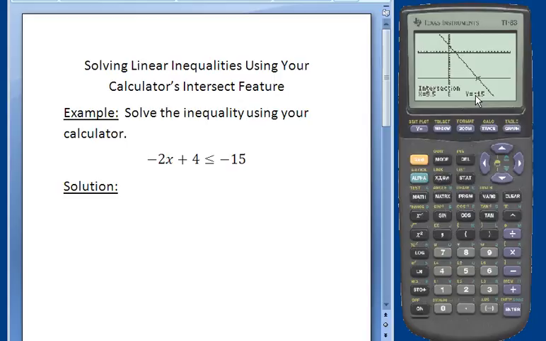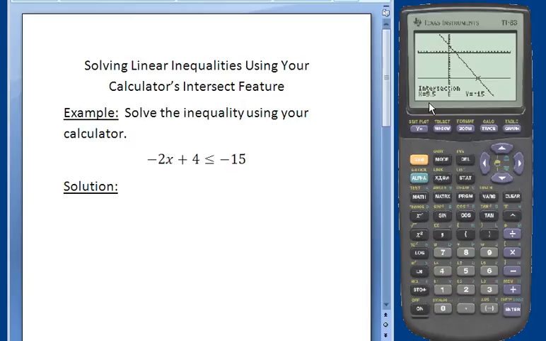Now we knew that y was going to be negative 15 because on this entire horizontal line, all of the points have y equals negative 15. And in fact, my inequality doesn't have any y values in it. The whole thing is in x. Y is sort of something we created in order to use the graph to solve the inequality. So x is 9.5. That tells me when y equals negative 15. So negative 2x plus 4 equals negative 15 when x is 9.5.